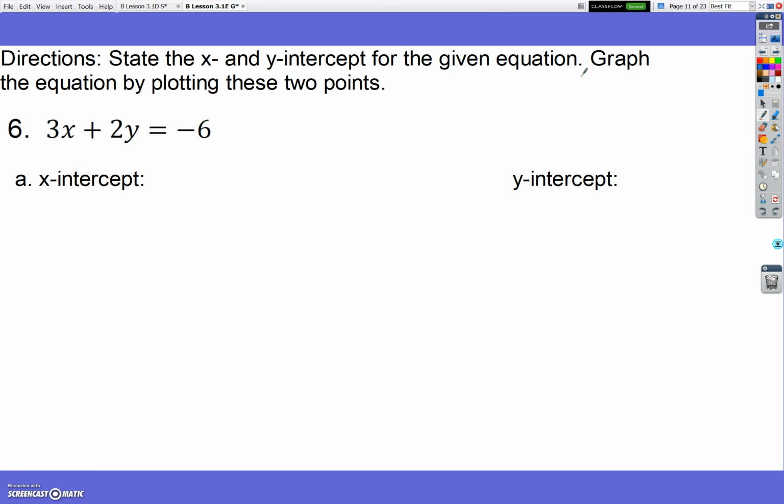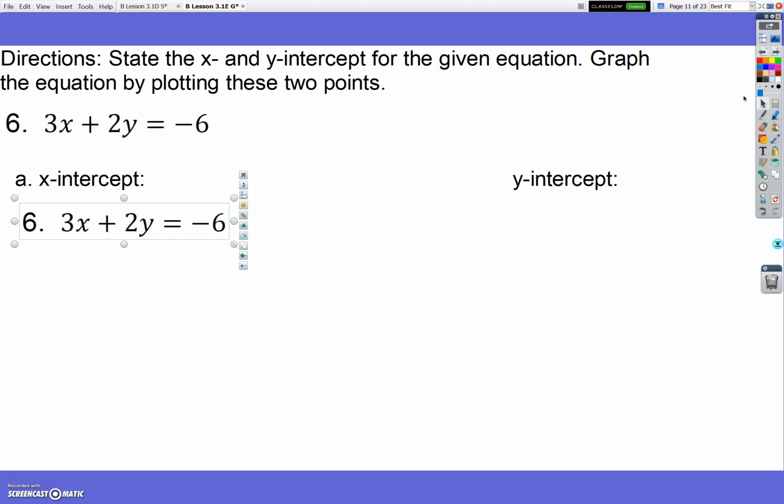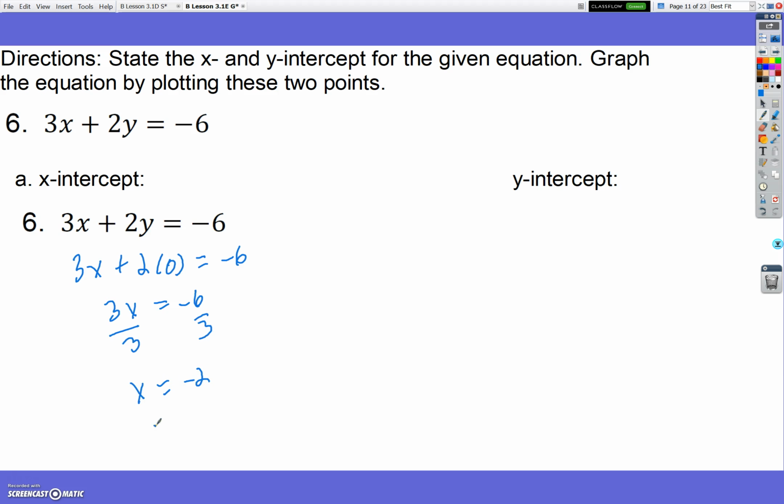Alright, so it says directions. Same idea. State the x and the y-intercept of the given equation, and then we're going to graph it. To find the x-intercept, we plug in 0 for y. So 3x plus 2 times 0 is equal to negative 6. This gives me 3x equals negative 6. Divide both sides by 3 to get x equals negative 2. That means when I plugged in 0 for y, I got negative 2 for my x value.